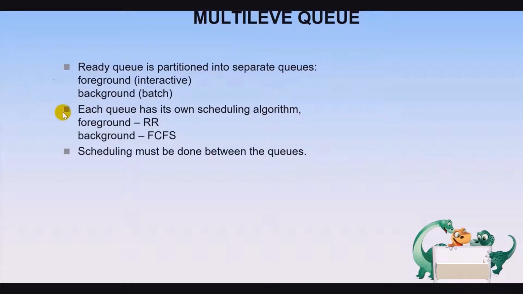These two classes have different scheduling needs. Now, in our example here, foreground may be using round robin, and the background processes may be using first come first serve. Scheduling must be done between the queues. So for this kind of situation, multi-level queuing scheduling is used. Now let's see how it works.